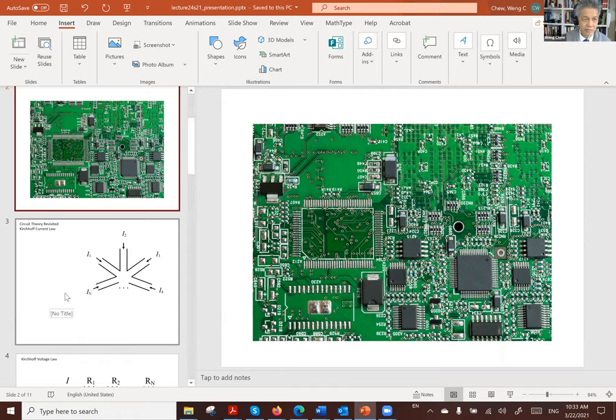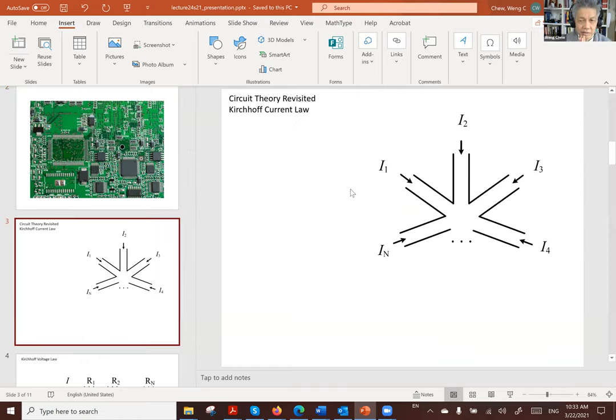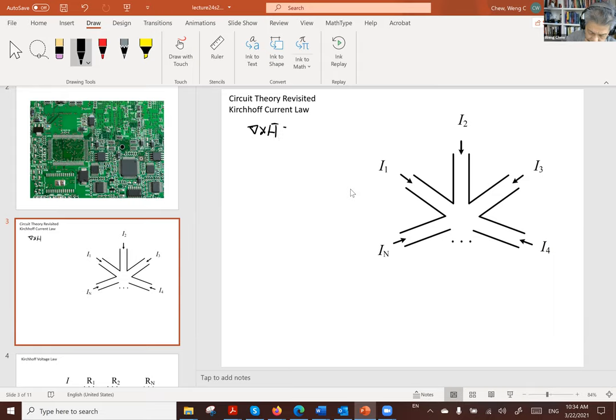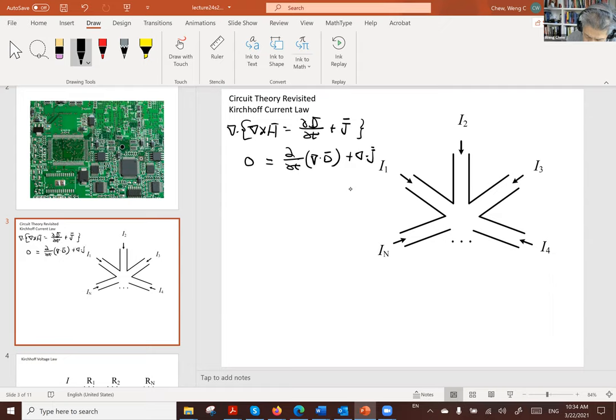Okay, so let's revisit circuit theory and start with Kirchhoff's current law. Again, I guess all of us know what it is. You can actually derive this law from Maxwell's equations. You can start with, say, Ampere's law, which says that this is true. And if you take the divergence of this equation, you get the right-hand side to be zero, and then you get that this is true in the next line.